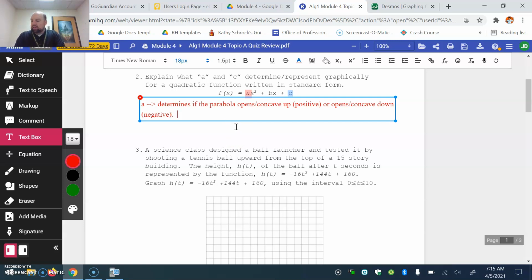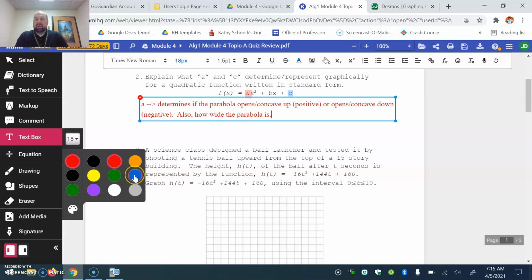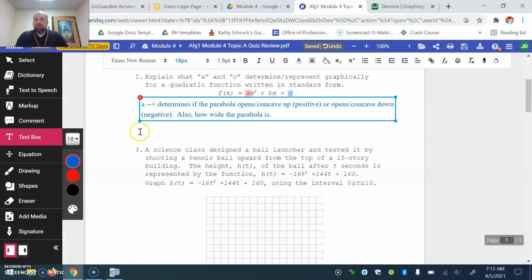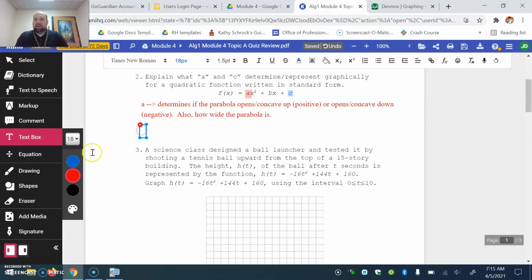Also, this is something we didn't really talk about, but A also determines how wide the parabola is. And we'll see that coming up in some other investigation of quadratic functions or quadratic graphs. Oh, shoot. I'm going back to red here. Okay. Now I need blue for C.